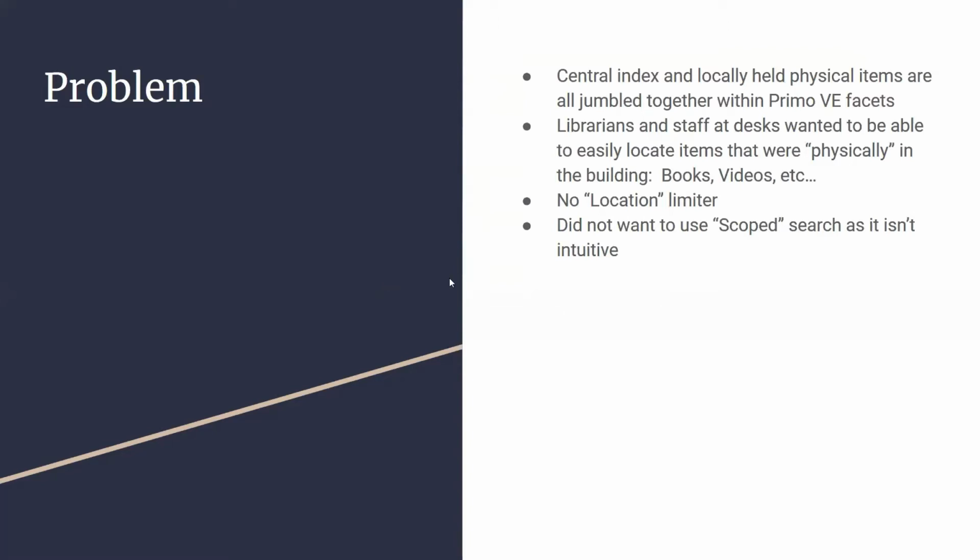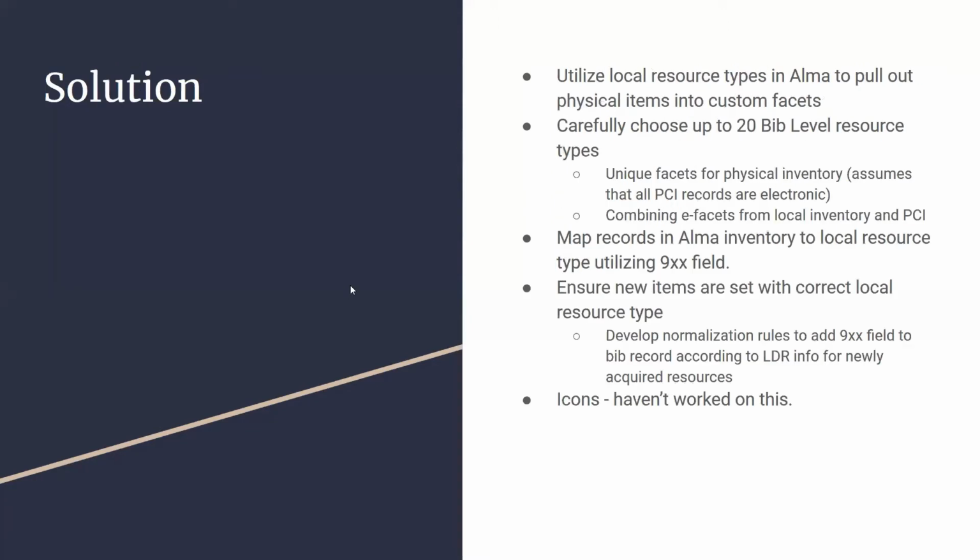So our solution was to use local resource types in ALMA to be able to pull out our physical resources from the electronic resources that were coming from the Primo Central Index. Because the facets are managed via R type. So if there's an R type of book for an electronic book in the PCI, and there's an R type for a book that's coming from our ALMA inventory, we'll put those together into a books facet, and that's what everyone was seeing. But what they really wanted to see was, what are the physical books in the library and what are the electronic books? So we decided to use the local resource type configuration.